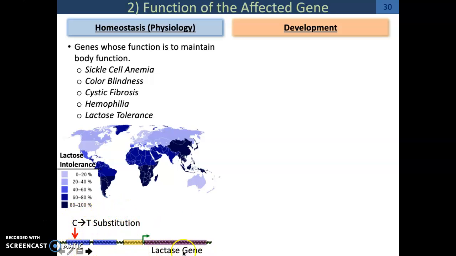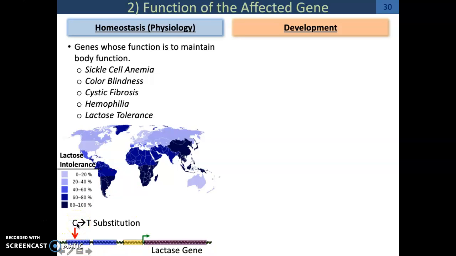Here's the structure of the lactase gene. Remember, lactase is that little enzyme that breaks down lactose. There's a promoter region here where the RNA polymerase is going to go, the dimmer switch, and then there's an enhancer.